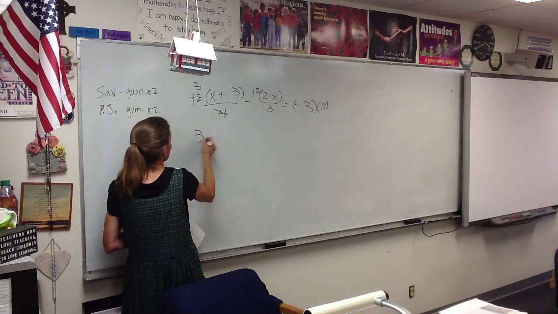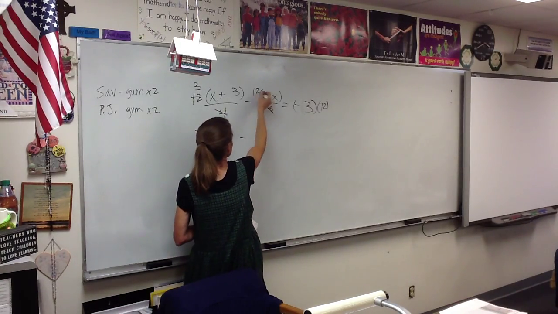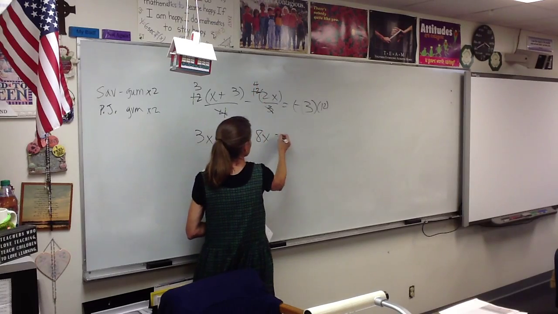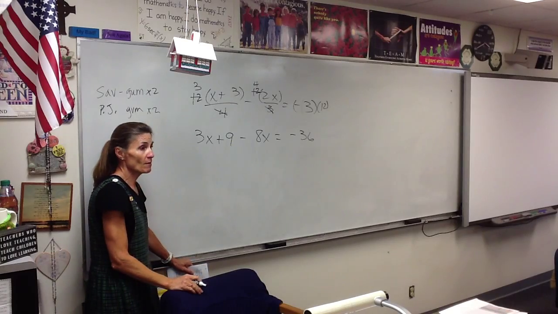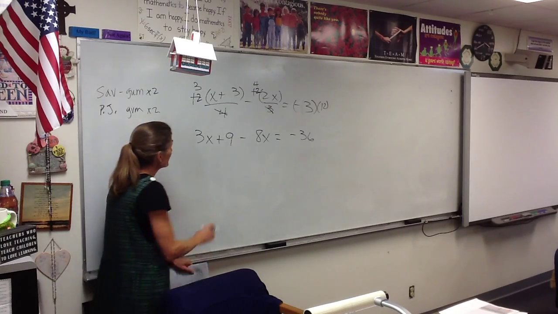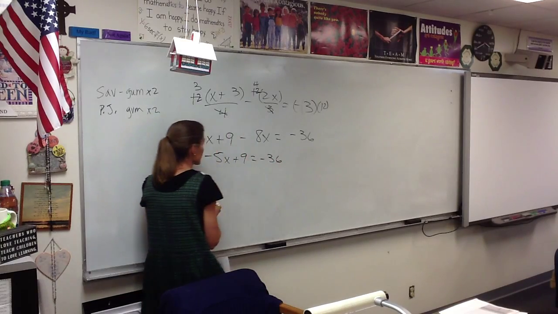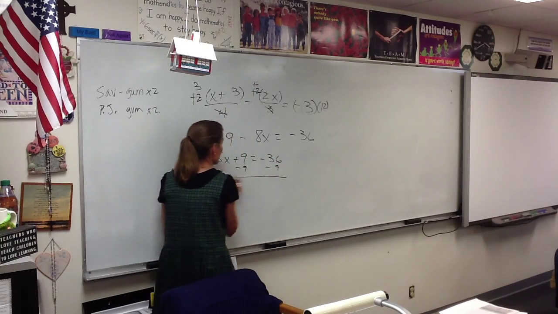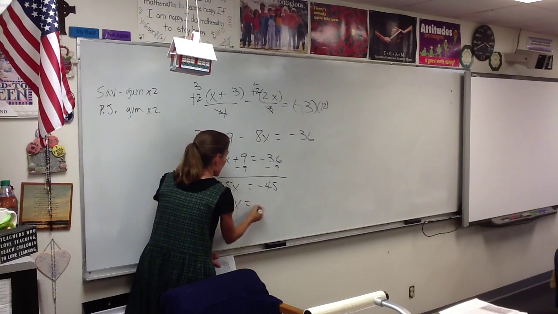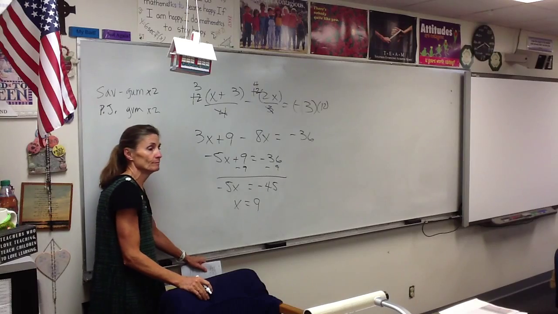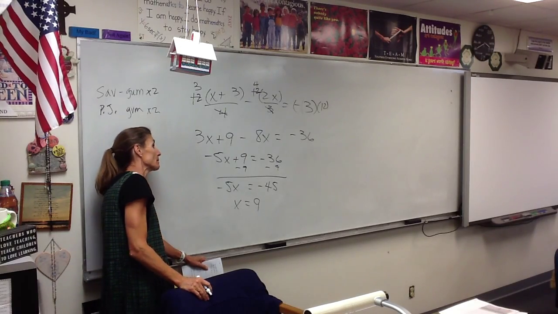Yeah. Leaving me with 3x plus 9 minus 8x equal to negative 36. Any question about that? So negative 5x plus 9 equals negative 36. Let's subtract 9 from both sides. So negative 5x equals negative 45, and x equals 9. Somebody say wait over there.